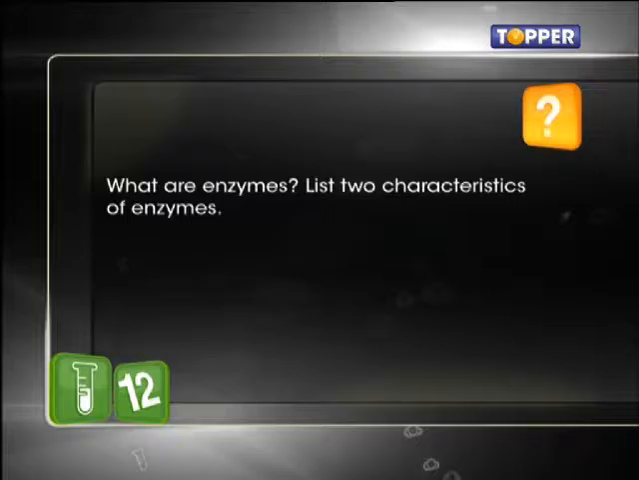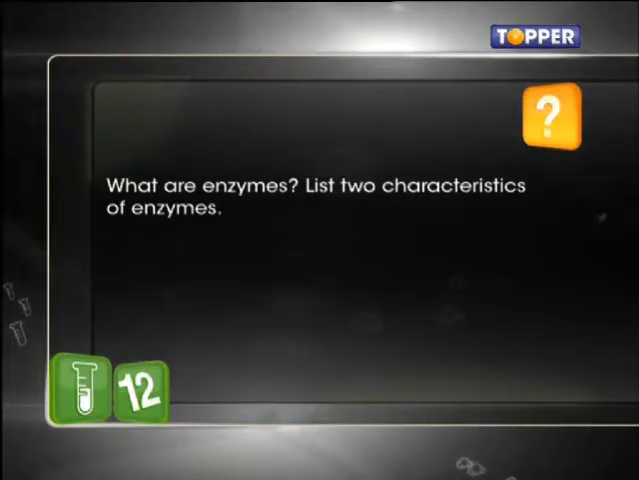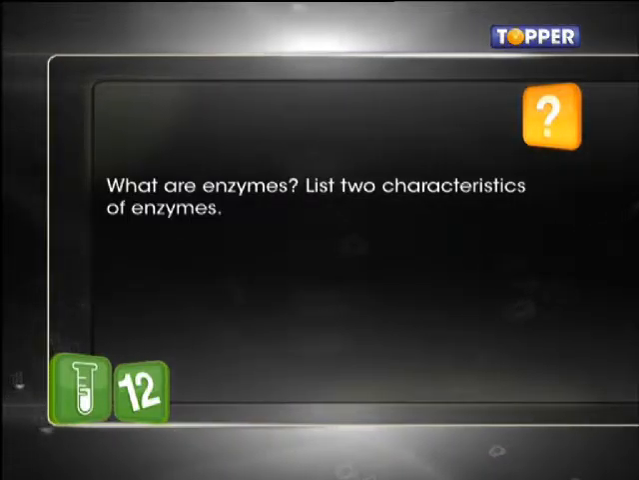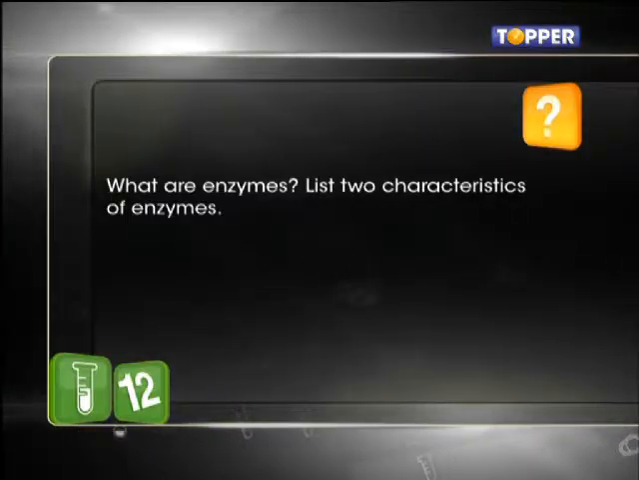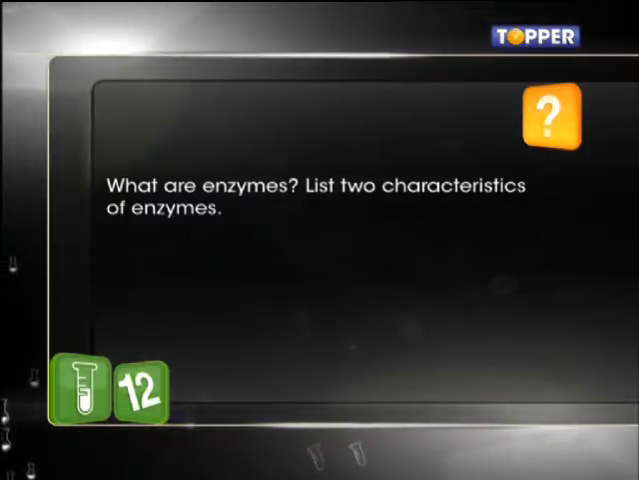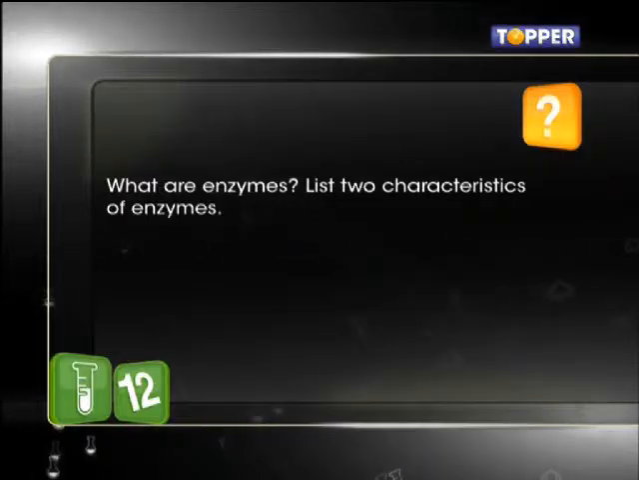Now for the last practice question. This is a knowledge-based question and is rated as average. But remember, though it's placed last, it's not the least, as it gives you 3 marks if you get it right. This question asks you, what are enzymes? And also lists 2 characteristics of enzymes. This question requires us to recall the topic, enzymes and their characteristics.